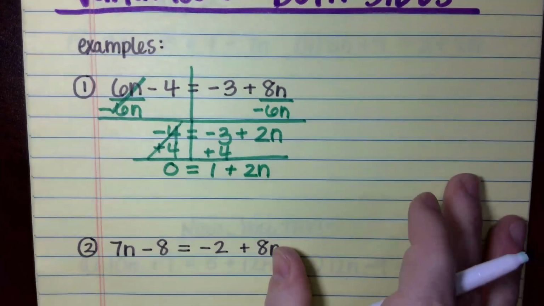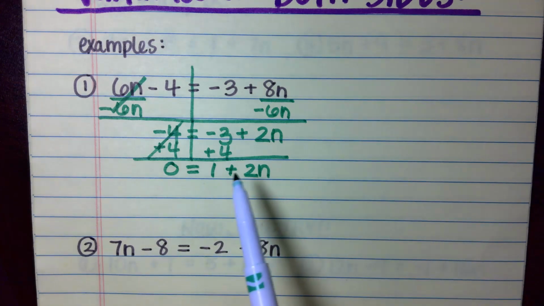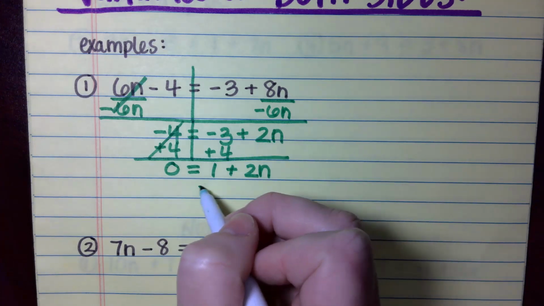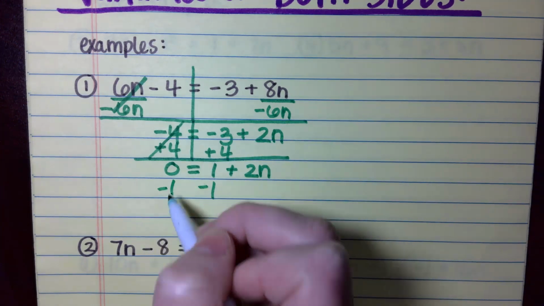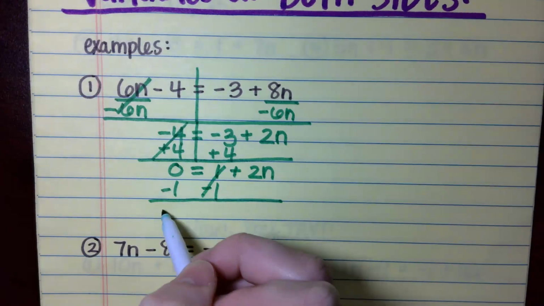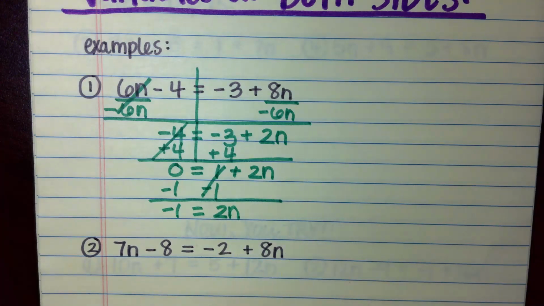Uh-oh, I've got a problem, guys. What can I do from here? Divide? Well, I can't divide yet. I still have addition. So you're going to subtract one on each side. Let's take away one. Okay, our ones cancel. Now I've got negative 1 equals 2n.